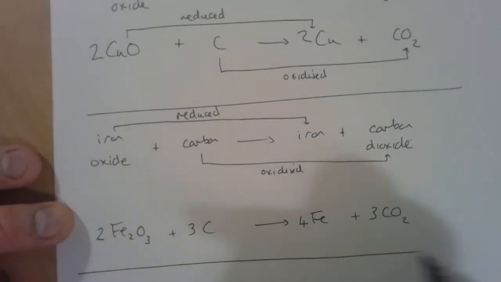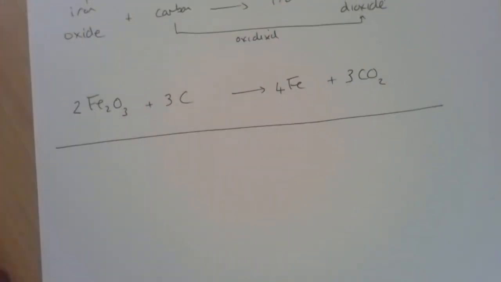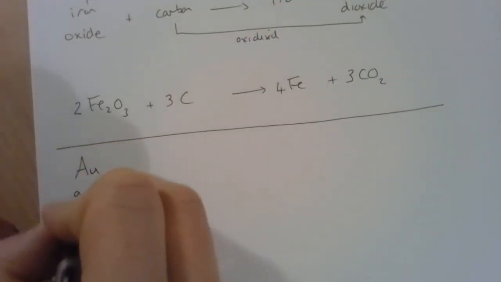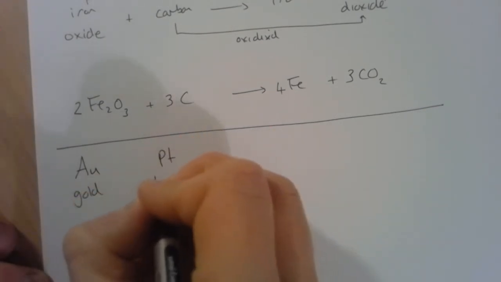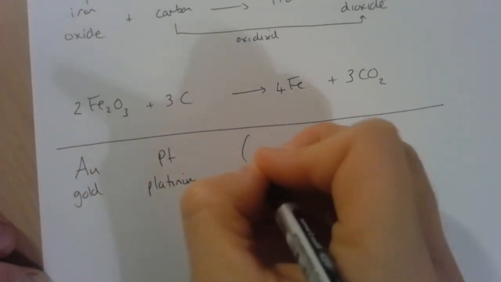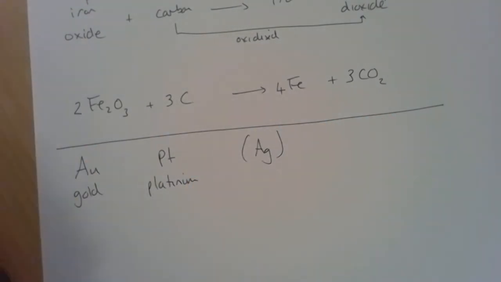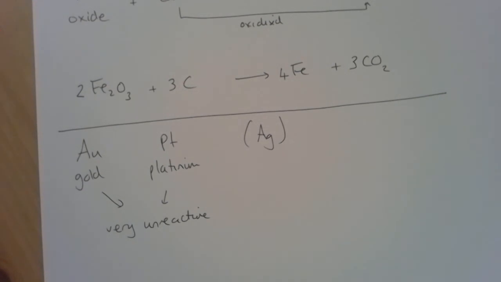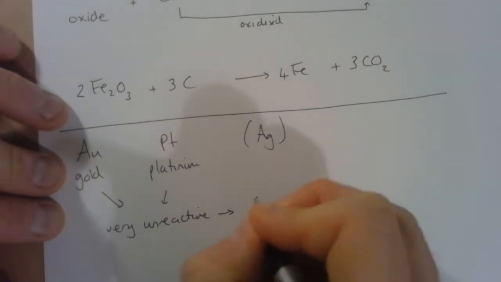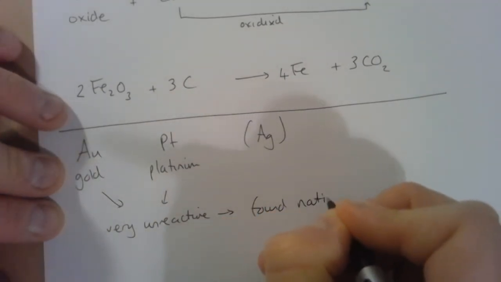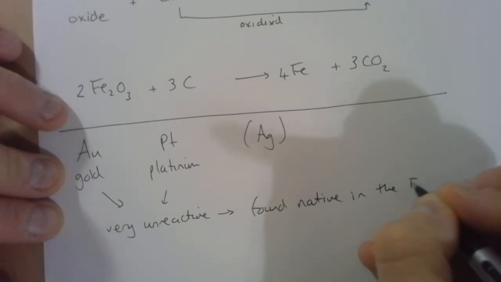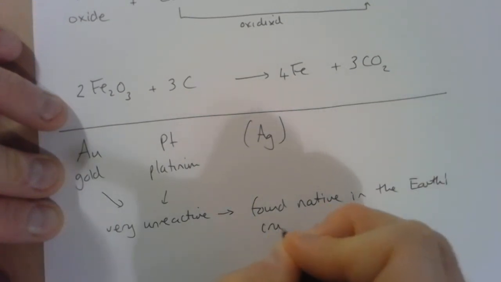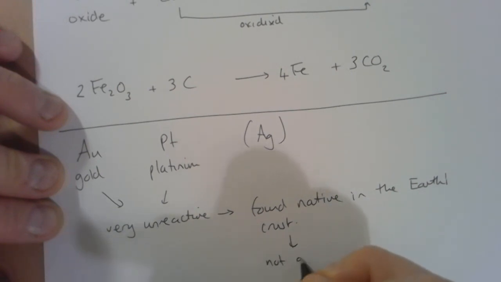Now, it's important for us to realize that some metals are very, very unreactive, particularly gold and platinum, and to some extent, but not always, silver. So these metals are very unreactive. If they are unreactive, they're often not found in the ground, in rocks, in ores. So they are often found native in the Earth's crust. So what that means is not as an ore.